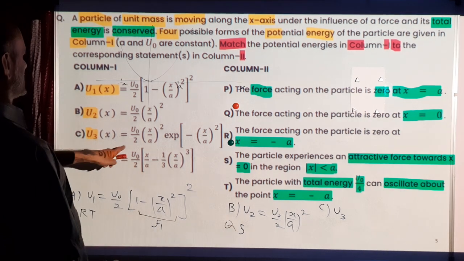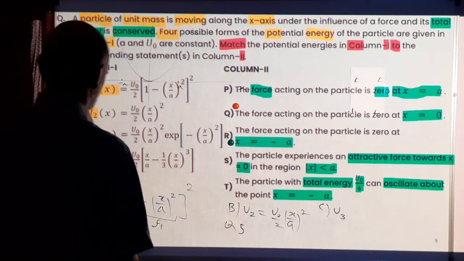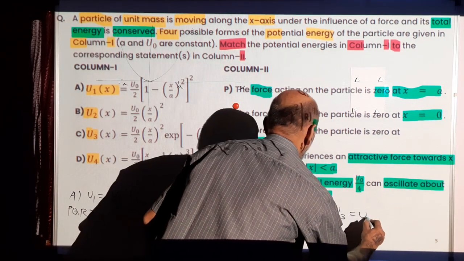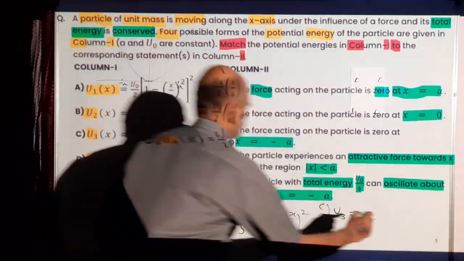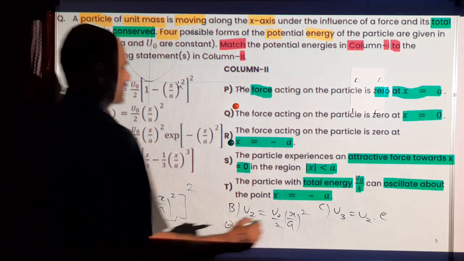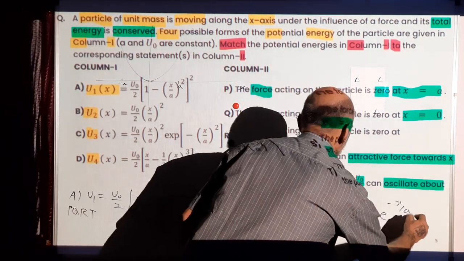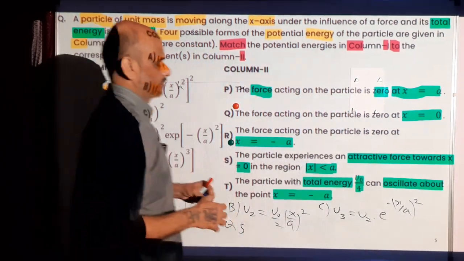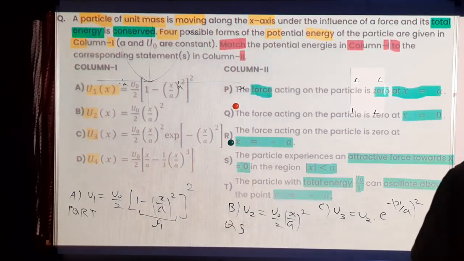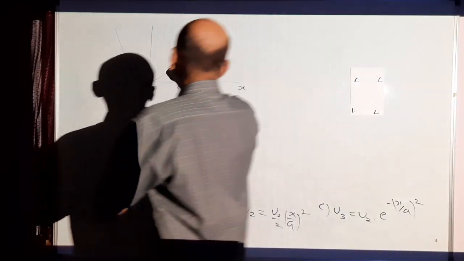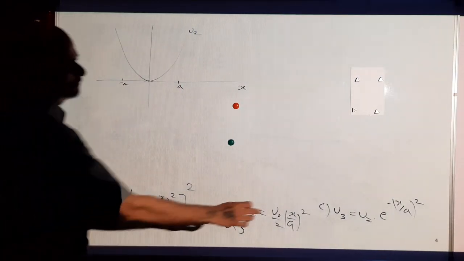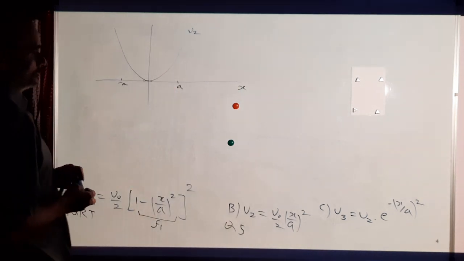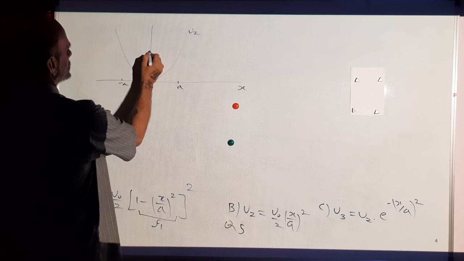So the third potential, U3, option C, is U0 by 2, x by a whole square, that is the same as U2, multiplied by an exponential, e raised to the power minus x by a, whole square. So U2 we already have here, and we have to figure out how this function will look. It's e raised to the power minus x by a, whole square. So at x equal to 0, it is 1.